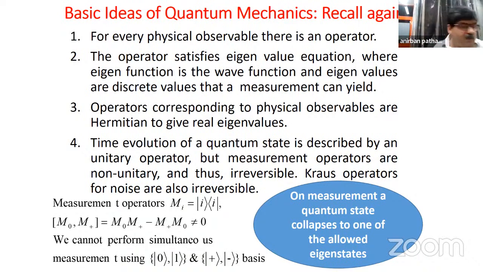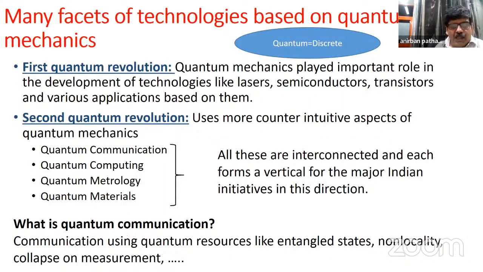So I'm more or less done with the introduction. It's a little more than half of the lecture. I thought I would do it in half the lecture. The basic idea of quantum mechanics is that for every physical observable, there is an operator. Sometimes the operators commute, then I can measure the corresponding physical observables simultaneously, otherwise I cannot. Then using this, there are 4 layers of things: quantum communication, quantum computing, quantum metrology, and quantum materials. They are interdependent. Unless material scientists give us good quantum materials, we will not be able to develop things.